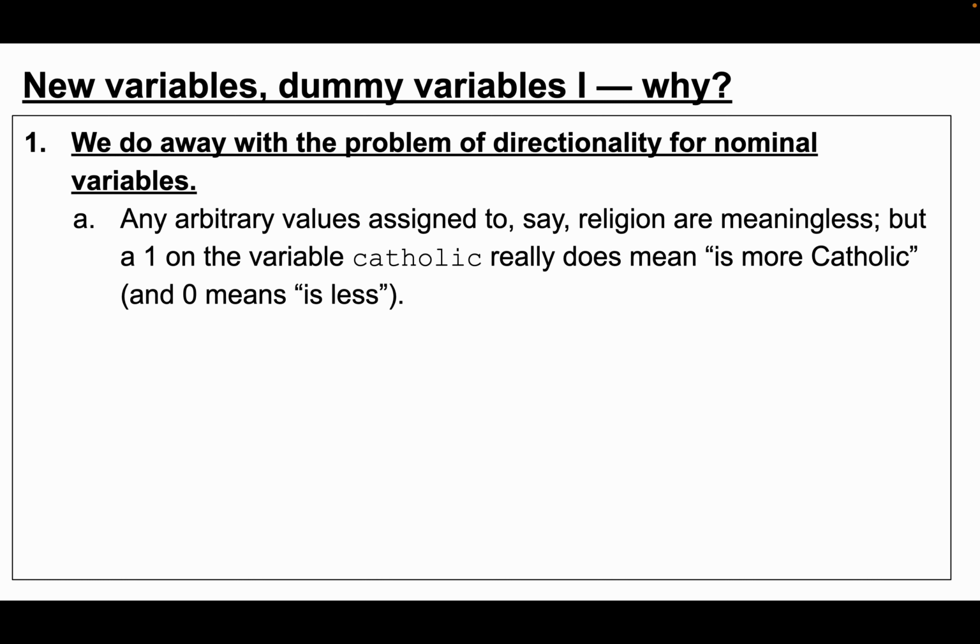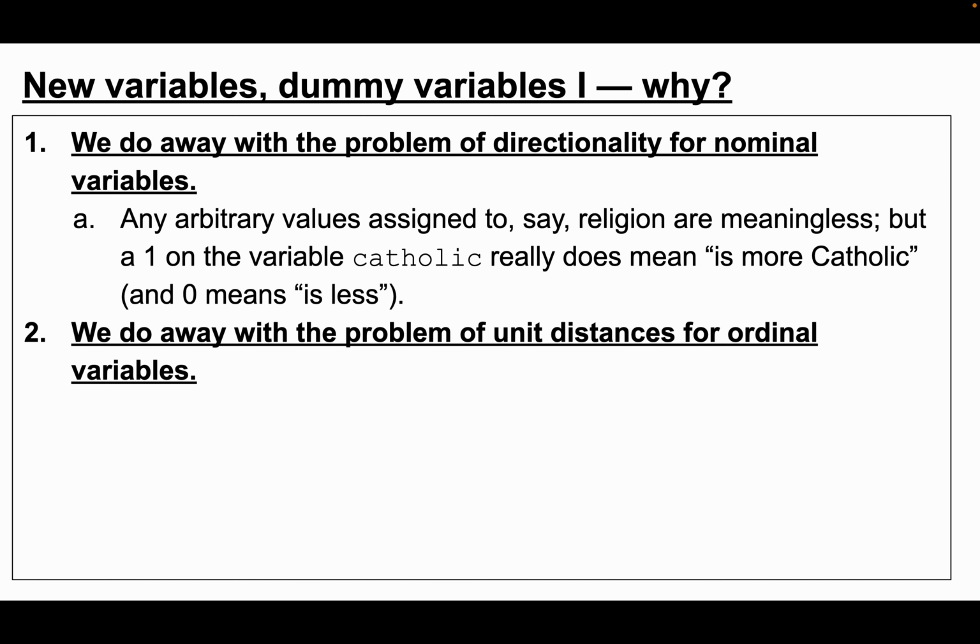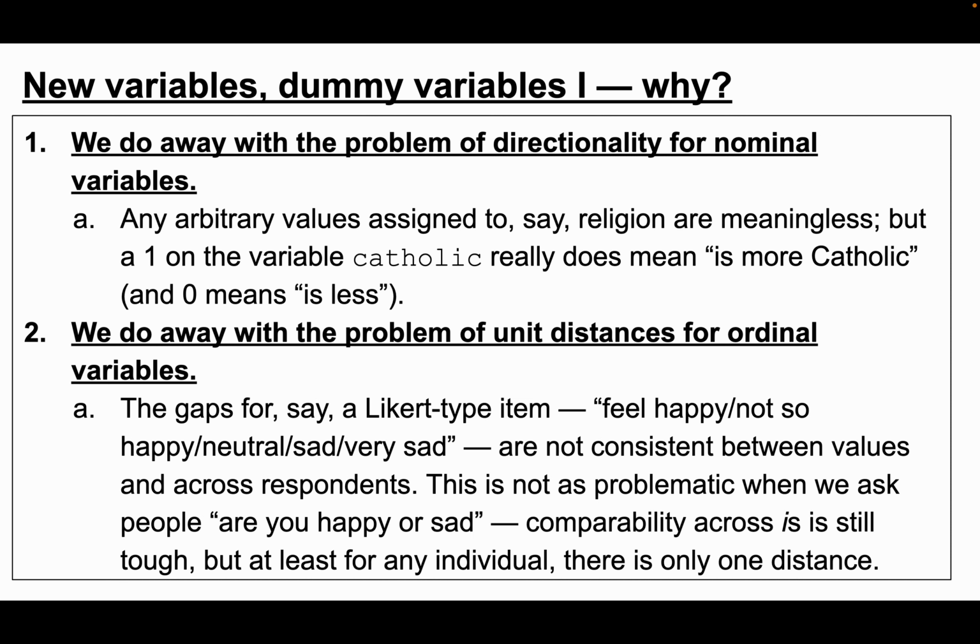However, if we come up with a dummy variable in Stata called, say, Catholic, and you have a 1 on Catholic if you answered Catholic to the relig question, and then you're a 0 if you answered anything else, then there is a directionality here. Going from 0 to 1 means getting more Catholic, and going from 1 to 0 means getting less Catholic. So that problem of nominal variables is dispensed with here. We also do away with the problem of unit distances for ordinal variables. So recall that the gaps for something like a Likert type item, feeling happy or not so happy, neutral, sad, very sad.